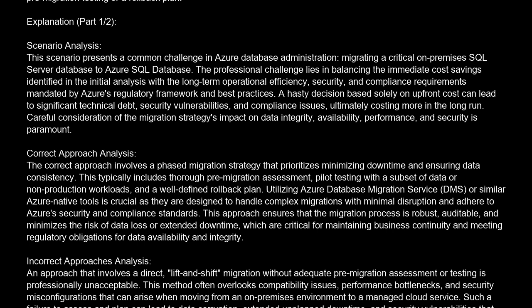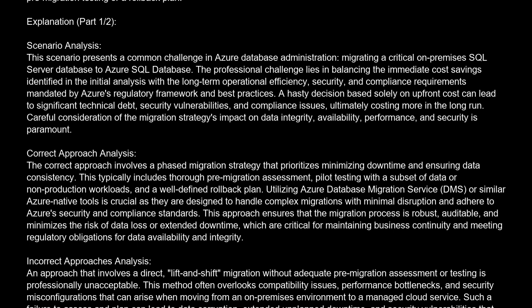Incorrect approaches analysis. An approach that involves a direct, lift-and-shift migration without adequate pre-migration assessment or testing is professionally unacceptable. This method often overlooks compatibility issues, performance bottlenecks, and security misconfigurations that can arise when moving from an on-premises environment to a managed cloud service. Such a failure to assess and plan can lead to data corruption, extended unplanned downtime, and security vulnerabilities that violate Azure's security principles and potentially regulatory requirements for data protection.